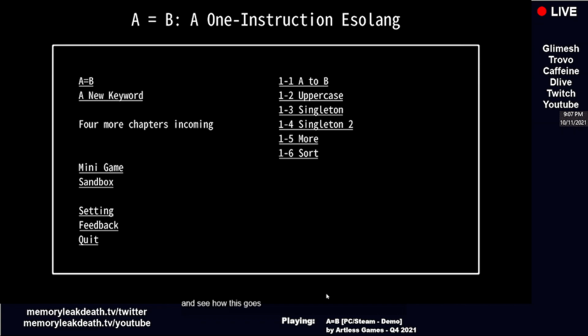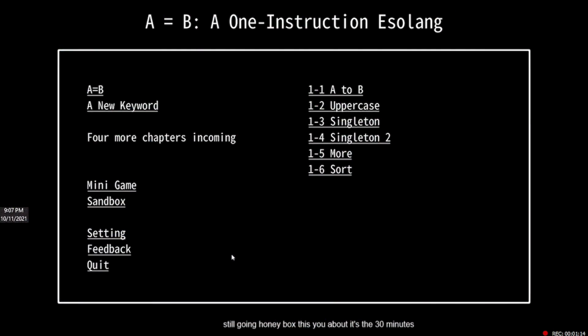I believe it looks like there's only two chapters right now: A equals B and a new keyword. So that's all we have in the demo that is available. This demo originally came out during the Steam Next Fest, but it looks like it's still available for anyone to download and take a look at, which is rather nice. So you should hopefully be able to see the same thing I'm seeing. But I am still going to time box this to about 30 minutes and see what we can see with this game. And that 30 minutes starts right now.